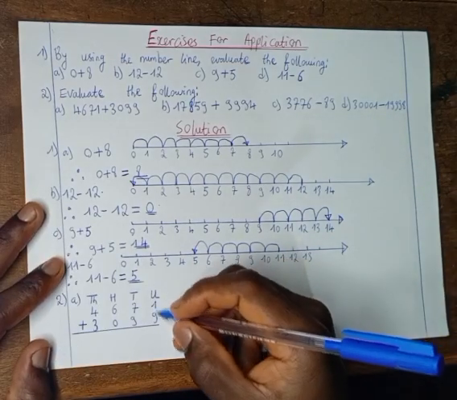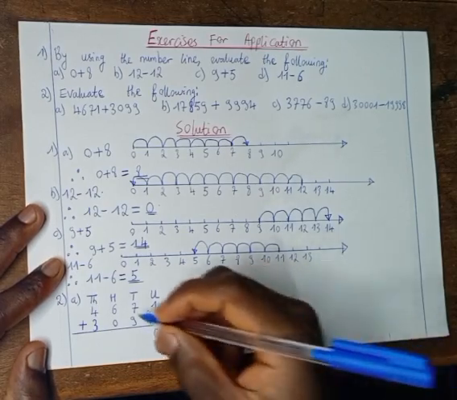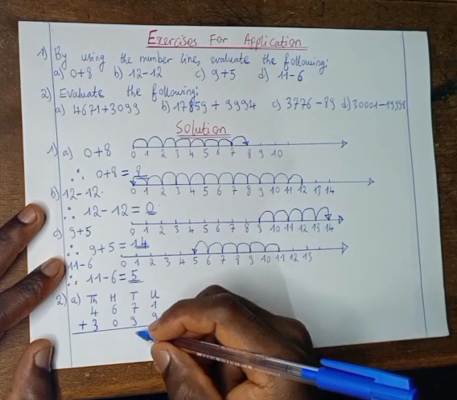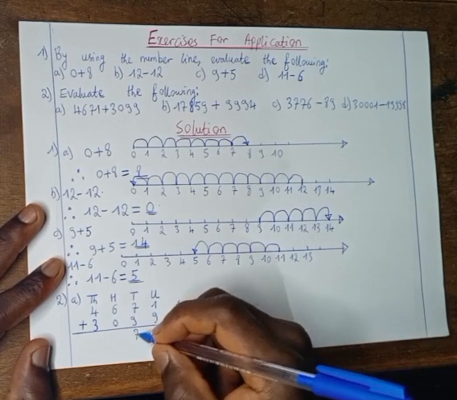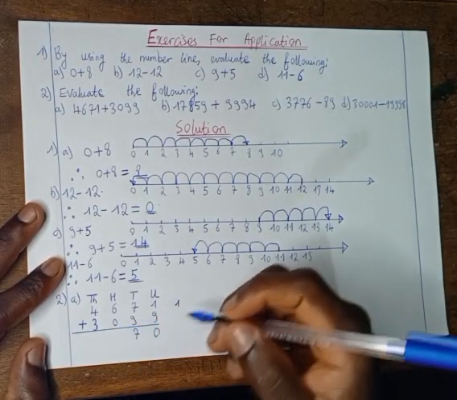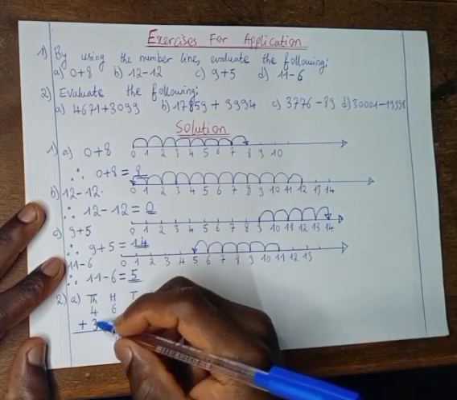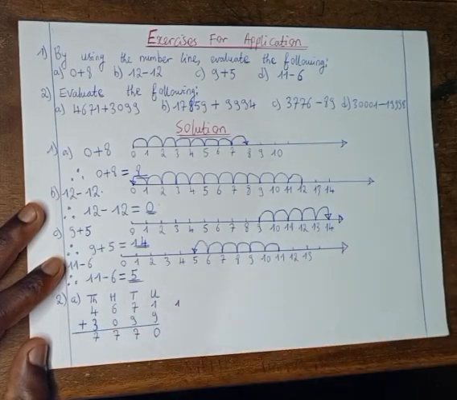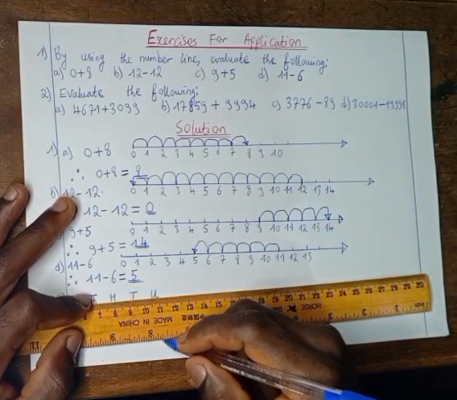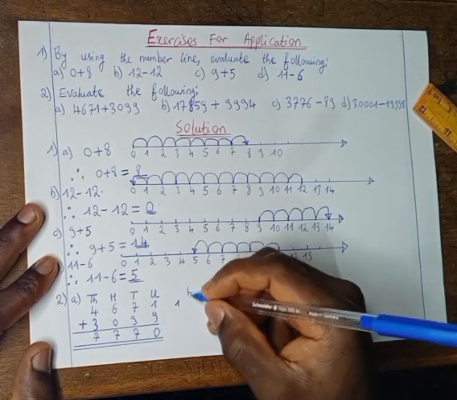So we start from units. 1 plus 9 gives us 10. We are going to write down 0, we carry 1. 7 plus 9 gives us 16. Plus 1 we carry gives us 17. So we are going to write down 7 and we carry 1. Next, 6 plus 0 gives us 6. Plus 1 we carry, 7. 4 plus 3 gives us 7. So our answer will simply be 7,770. That's the answer.